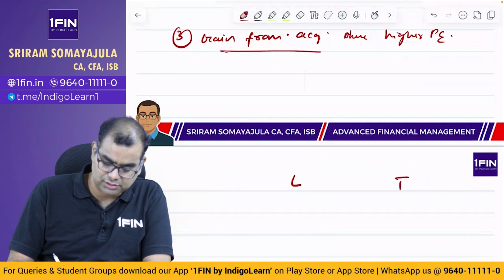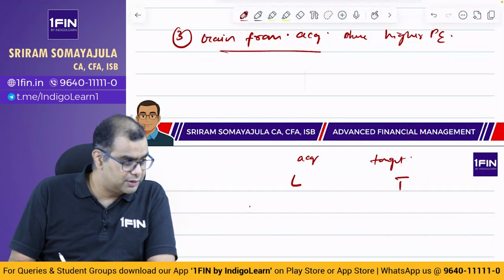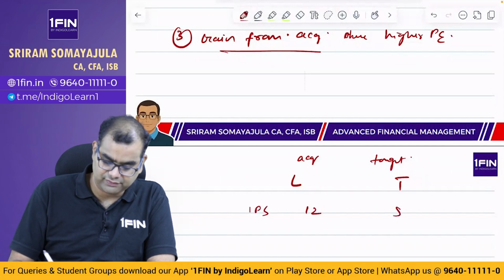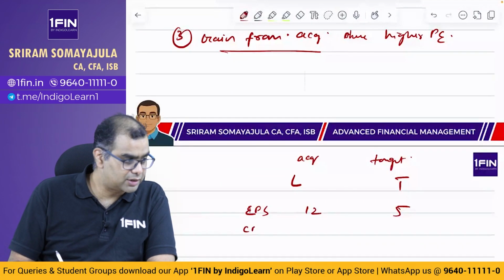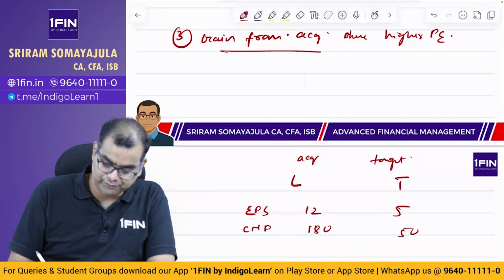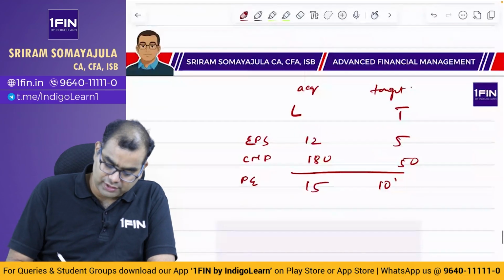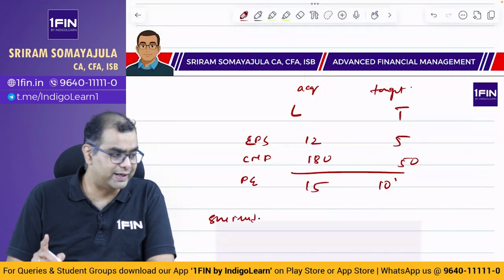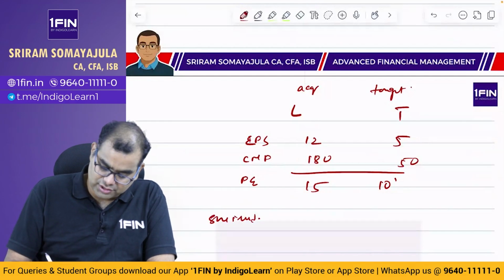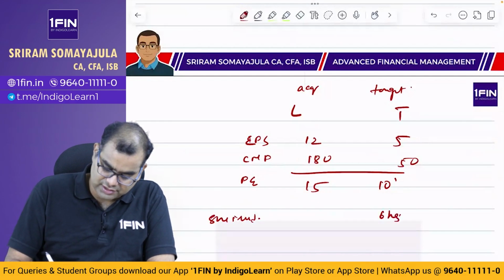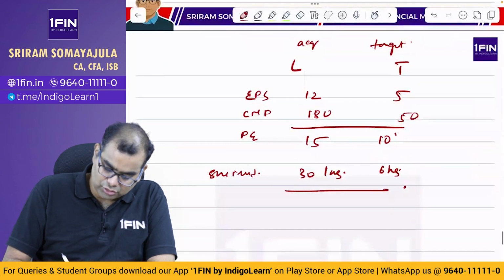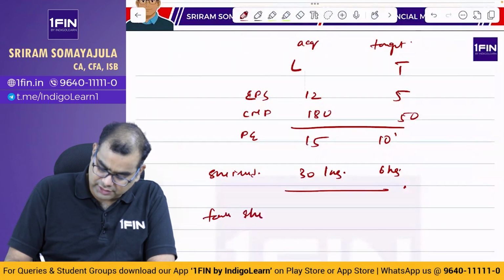Long, tall, acquirer, target. EPS 12 and 5. Current market price 180 and 50. PE is 15 and 10. Now shares issued. How many shares? We said 1:3, right? So for 18 lakhs, 6 lakhs were issued, and these guys have existing 30 lakhs. Now total shares: 36 lakhs.